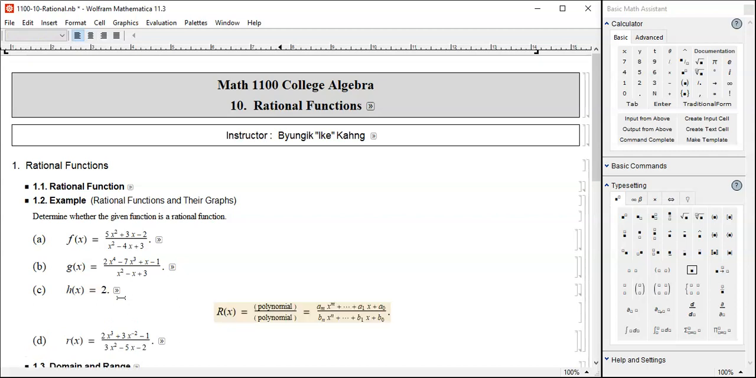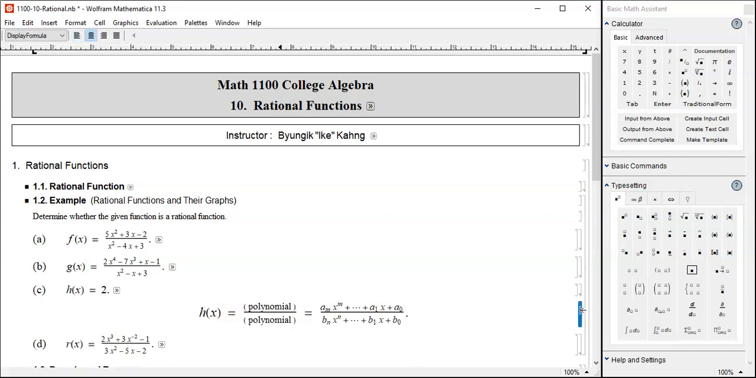Or you can just go back to the definition like this and name it h of x. And let me expand the font. Okay. Take all the b values from b1 to bn as 0, and take all the a values from a1 to am as 0, and then you just have a0 over b0, and let's take it as 2 over 1. There you go. So any constant can be written as a rational function.